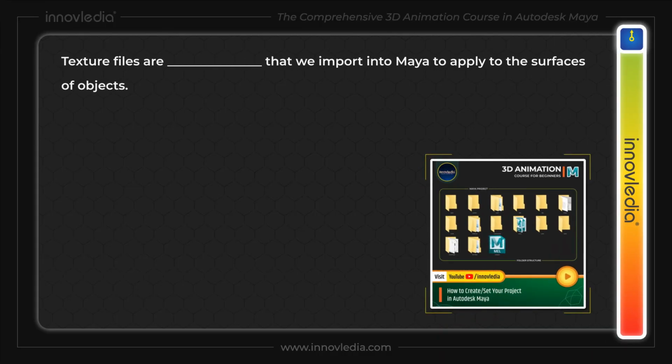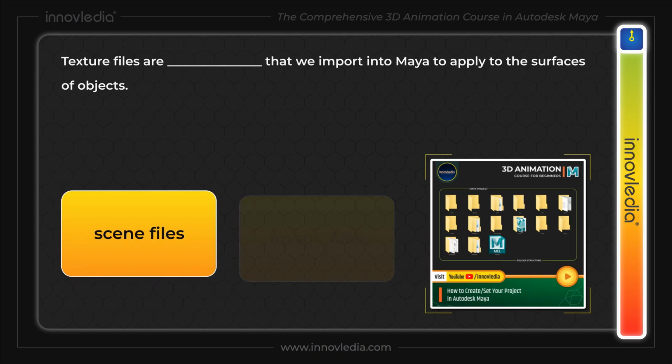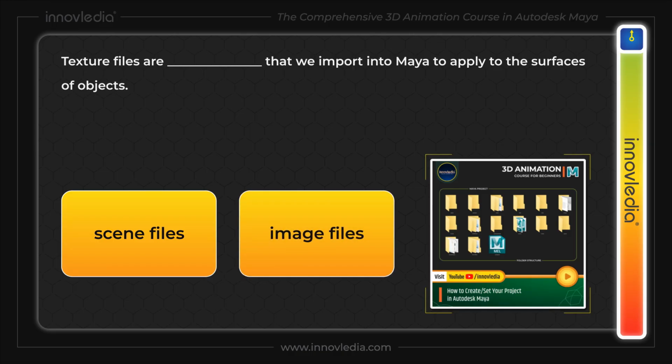Texture files are dash that we import into Maya to apply to the surfaces of objects. The options are scene files, image files. Your time starts now. And the correct answer is image files.